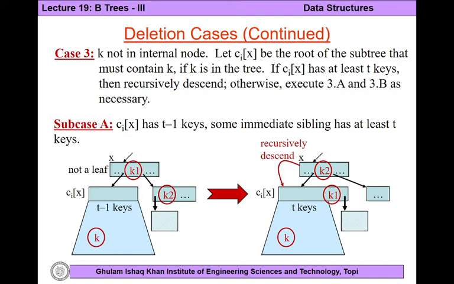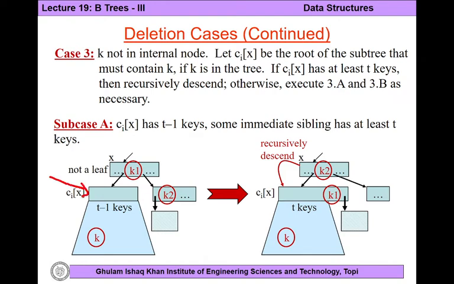Now what is 3a? This 3a says that this node has t minus 1 keys. Sorry, this is my mistake, not this node, this node has t minus 1 keys.